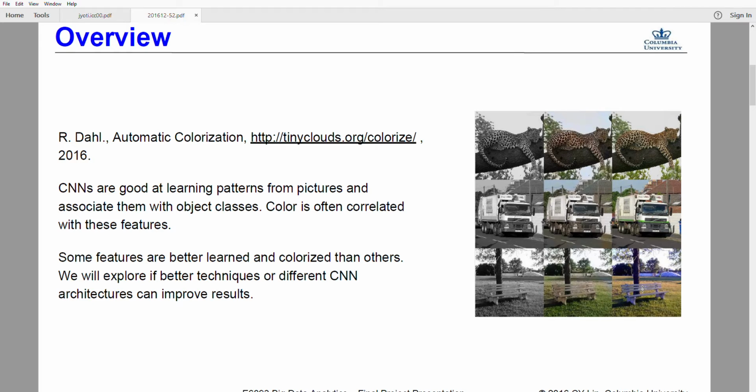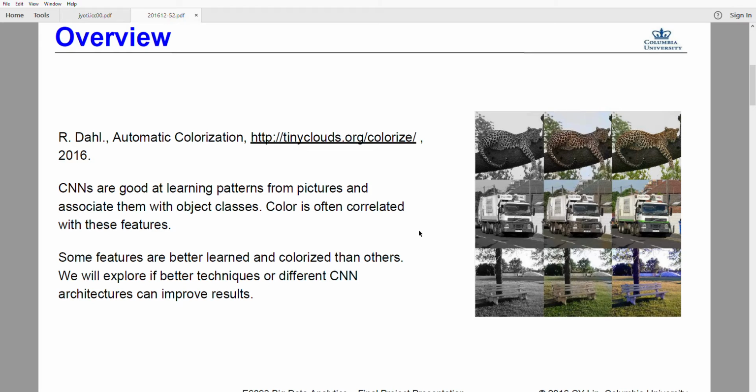Our inspiration for this project was RDAO's webpage, where he has a bunch of pictures that he posted and colorized using a neural network. These are a few of his examples. On the left is the black and white picture he fed into the neural network. On the right we have the ground truth, and in the middle is his colorization. You can see they're not perfect. You can see patchiness of uncolorized, still black and white areas, but they're actually pretty good. The leopard actually looks like the leopard, and the grass and trees are actually picked up as green.